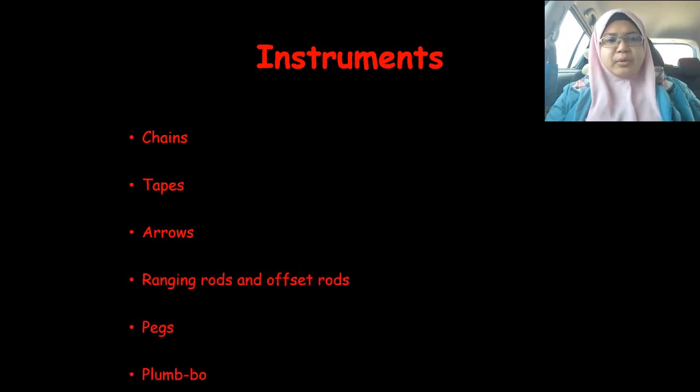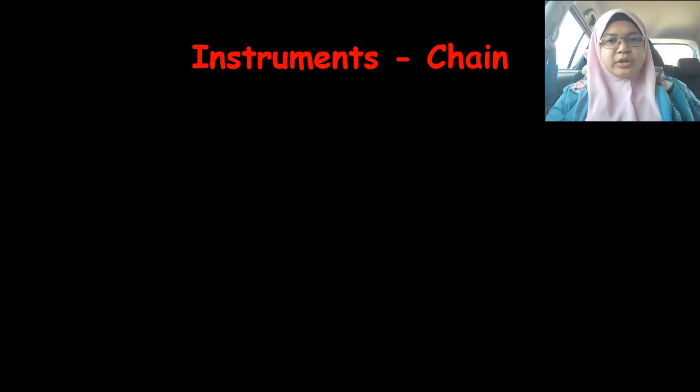And in chain surveying, there are quite a number of instruments that need to be used to conduct it. So first, chain, of course, tapes, arrows, ranging rods and offset rods, pegs, and plumb bob. So we're gonna take a look at each of these instruments. What are they and how will they be used to conduct chain survey. So first of all, instrument to measure the distance, which is chain and tape. But we're gonna take a look at chain first. So what actually is chain?